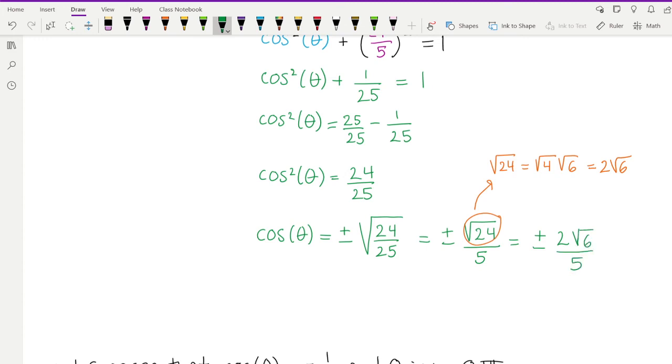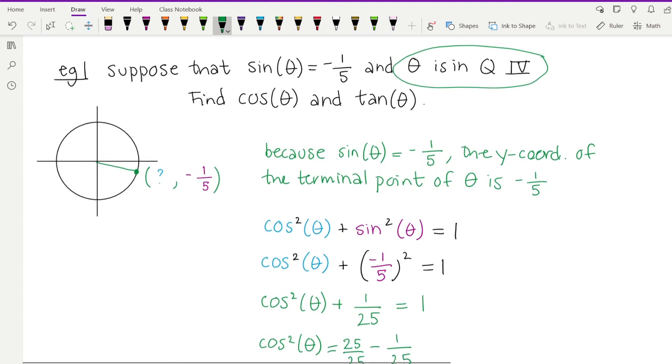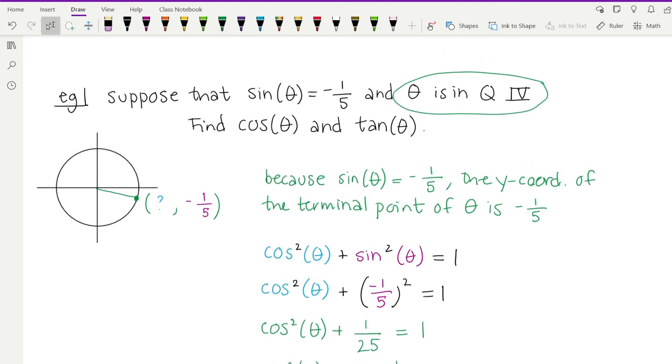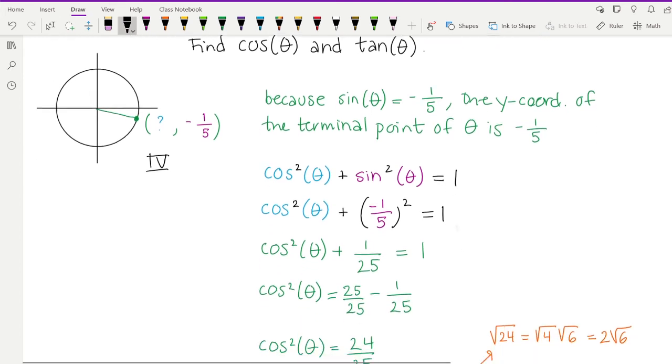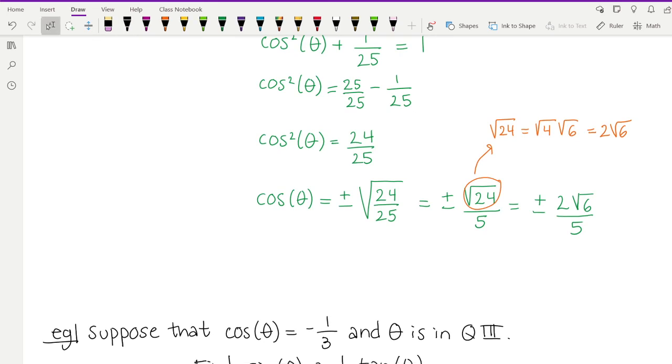Okay, so the last thing for us to figure out is, is it positive or is it negative? That's where our picture and the information about the quadrants comes into play. By looking at our picture, because we're in quadrant 4, we can tell that the x-coordinate should be positive. So we can conclude that cosine is actually positive. We can select the fact that this must be positive because we're in quadrant 4.